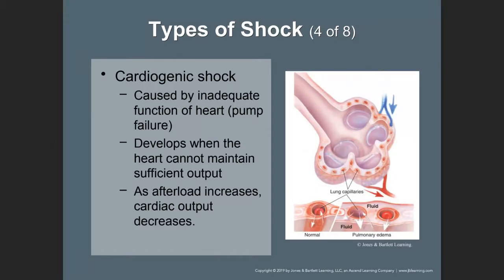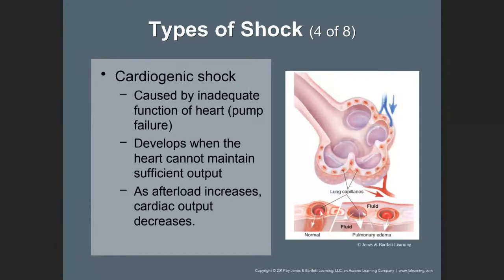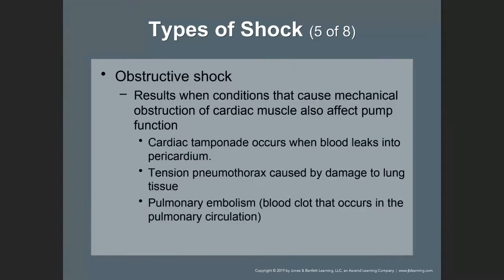Now, cardiogenic shock. This is caused by inadequate function of the heart or pump failure. So there is a direct problem with the heart. It develops when the heart cannot maintain sufficient output. As afterload increases, the cardiac output will decrease. For obstructive shock, this is an indirect issue with the heart. It results when conditions that cause mechanical obstruction of the cardiac muscle also affect the pump function.